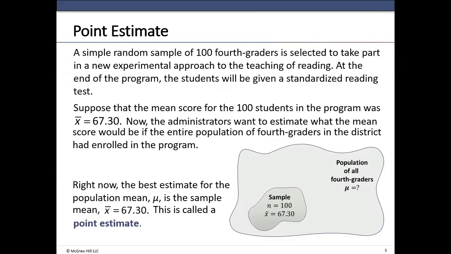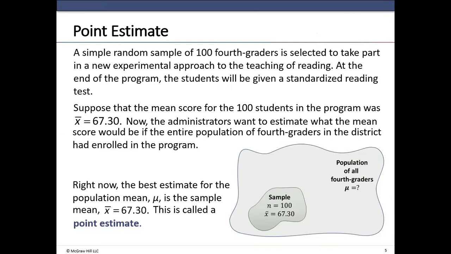A simple random sample of 100 fourth graders is selected to take part in a new experimental approach to teaching reading. At the end of the program, the students will be given a standardized reading test. Suppose that the mean score for the 100 students in the program, X bar, the sample average, was 67.30. Now the administrators want to estimate what the mean score would be if the entire population of fourth graders in the district had enrolled in the program.